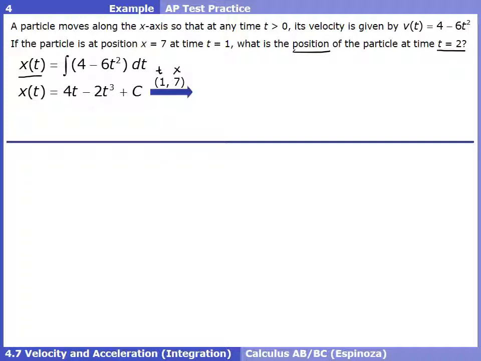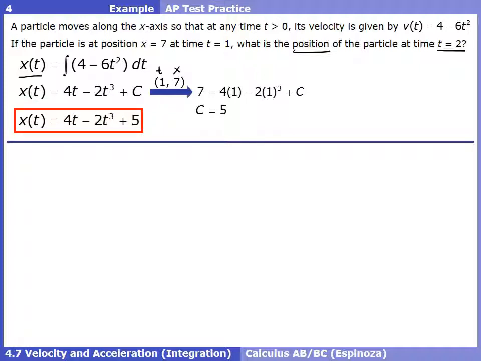So once you realize that, you'll take 1, plug it in for t. You'll take the 7, plug it in for x on the left side of the equation. And when you solve this equation for c, you'll get 5. So our position function, and it would have been nice had they just given that to us at the beginning, but now we've figured it out, is 4t minus 2t cubed plus 5. And now it's very straightforward. If you want to find the position of the particle at time 2, which is x of 2, we'll just plug in 2 and evaluate, and we'll get negative 3 as the answer.